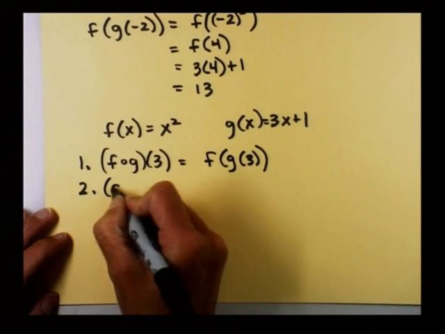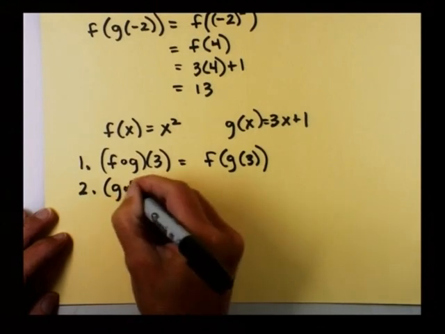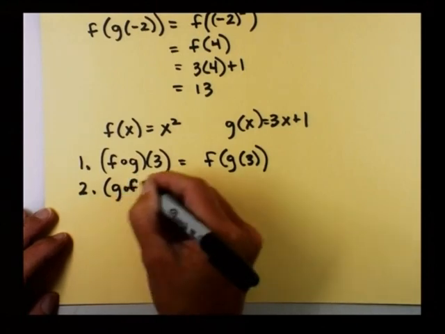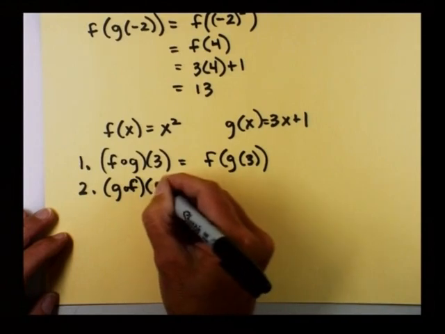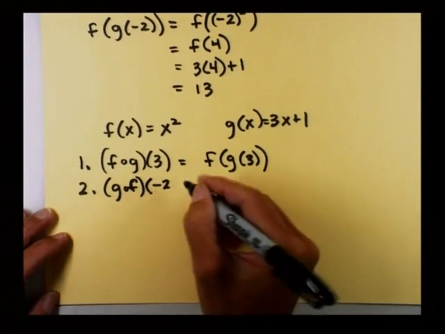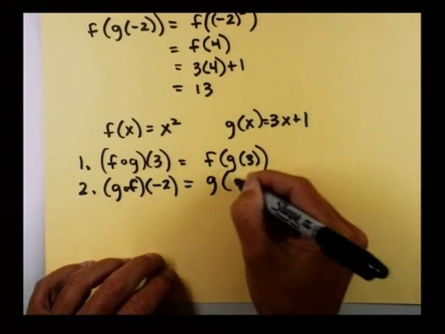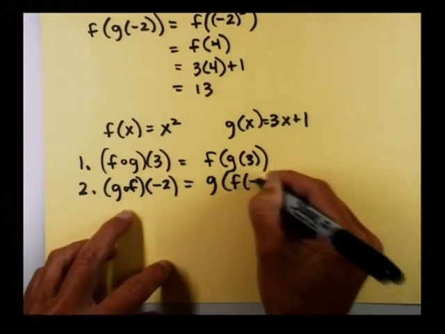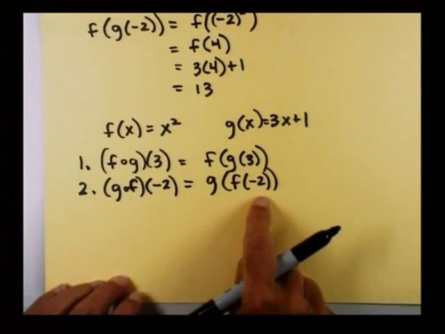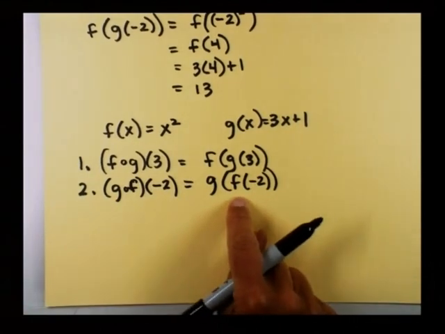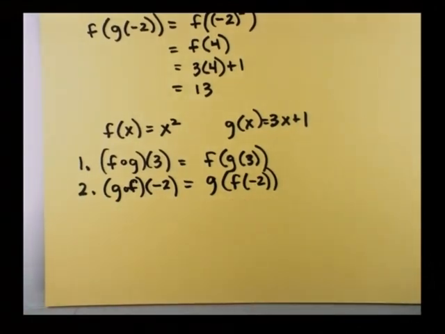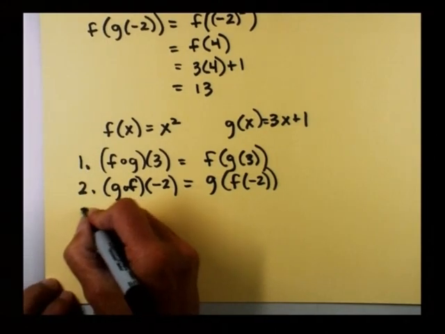Now let's reverse it. Let's do g of f of negative 2, which means that we're reversing the order on you here. You're going to have to run a negative 2 into the f equation first. You're going to have to rearrange your machines a little bit in order to do this. This order is different.